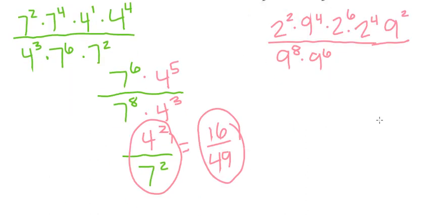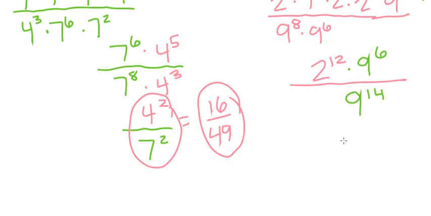So now I continue by combining my like terms here. So I've got 2 squared times 2 to the 6th times 2 to the 4th, so we just add. 4 plus 6 is 10, plus 2 is 12, so that gives us 2 to the power of 12. Well, and now we deal with our 9s, so this is going to be 9 to the power of 4 times 9 to the power of 2, so that's going to be 9 to the power of 6. Well, I look in the denominator, only thing to combine is my 9s, so that's going to be 9 to the power of 8 plus 6, which is 14.